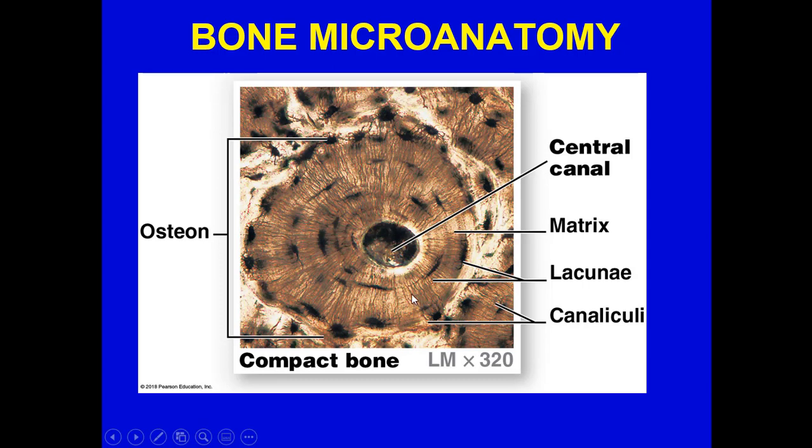That's the canaliculi. We've talked about the lacunae here. This is the matrix, the bone matrix. In other words, in here is a lot of calcium salts. Okay, this entire unit consists of one osteon, and there are a lot of them in any area of compact bone.